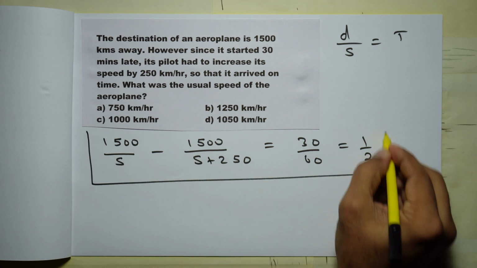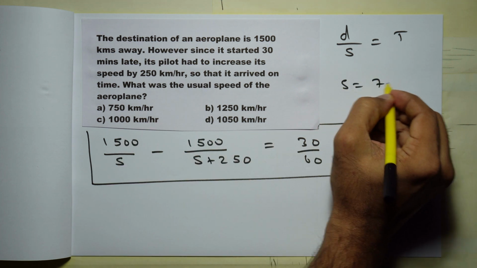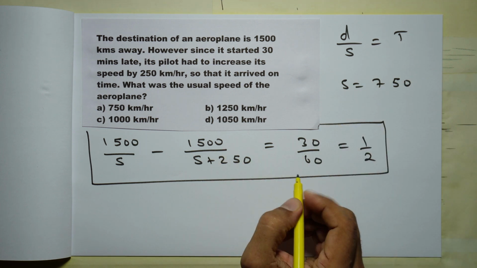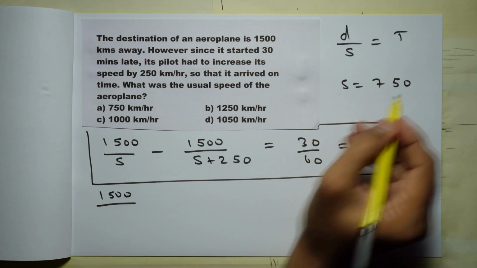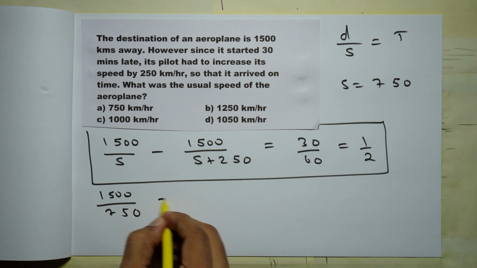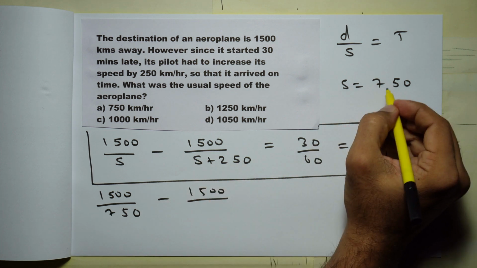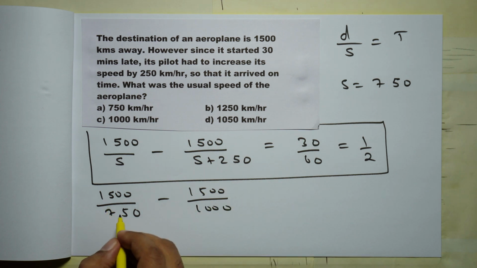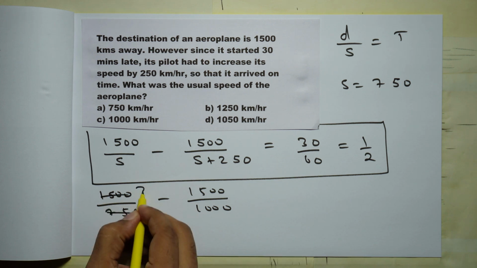So this is the equation. We'll try various values. For example, let us try s is equal to 750. So we will see if this value satisfies this equation or not. So 1500 by s. S we are assuming it to be 750. Minus 1500 by s plus 250, that is 750 plus 250 gives you 1000. Now 750 into 2 is 1500, so 750 divides 2 times.